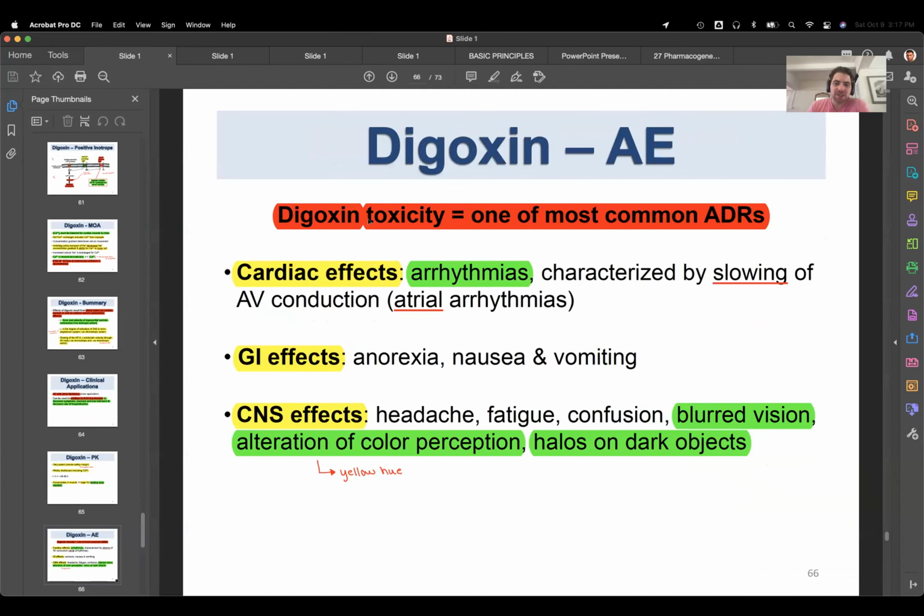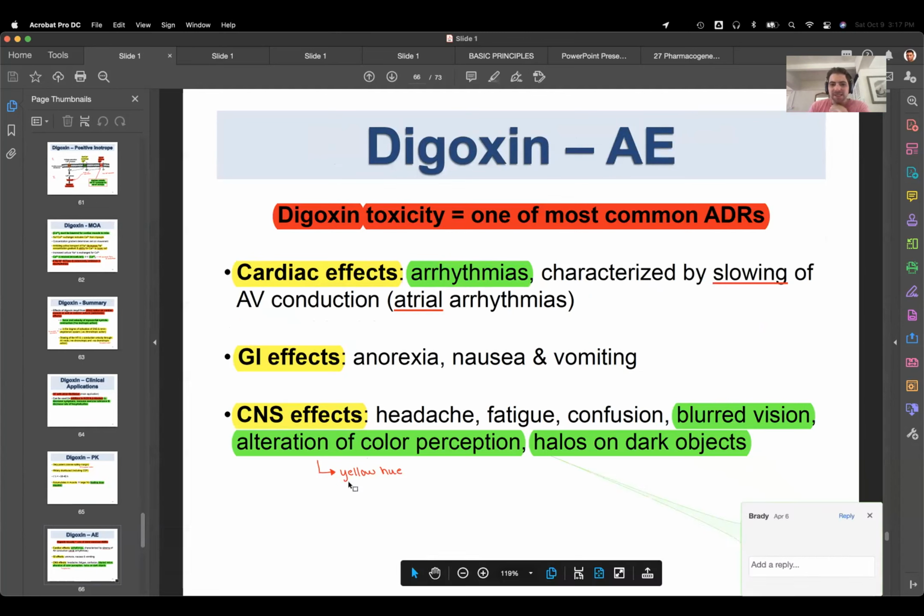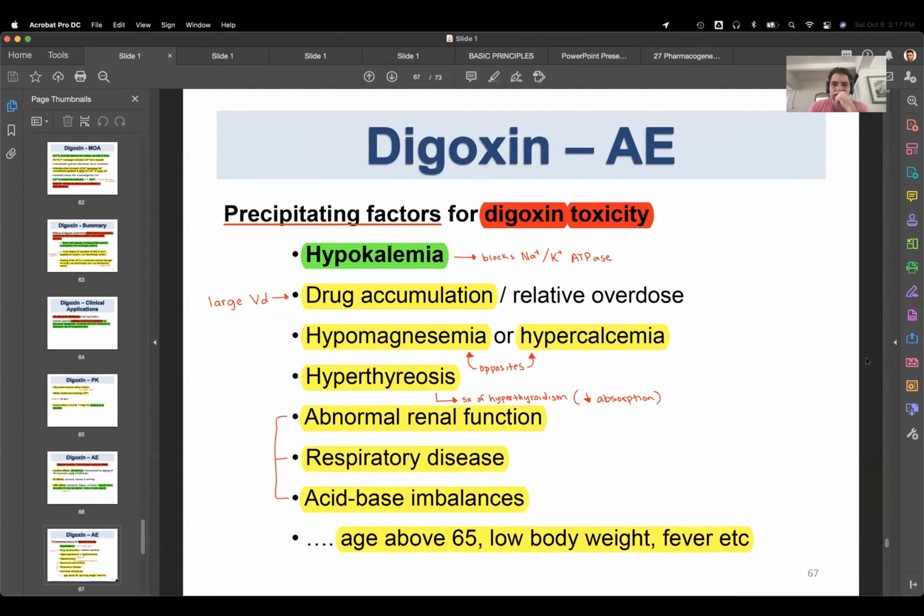And this is why it's really not used as much anymore, because of this toxicity, okay? One of the ones that they talk about classically is this yellow hue in your vision. So be aware of that. Anytime they talk about that, or halos and dark objects, that could be digoxin toxicity. Now, these precipitating factors, what this means is if any of this is happening, when you give digoxin, it could lead to digoxin toxicity, okay?